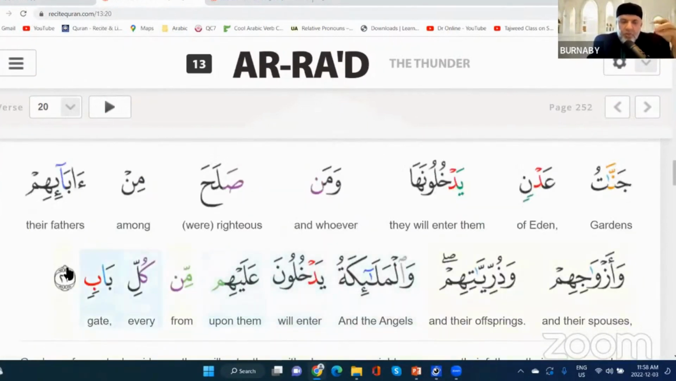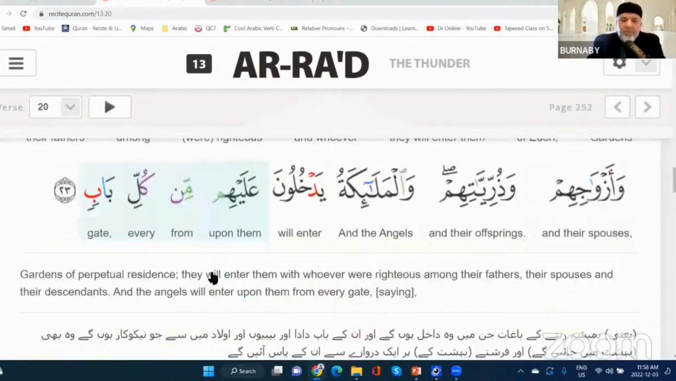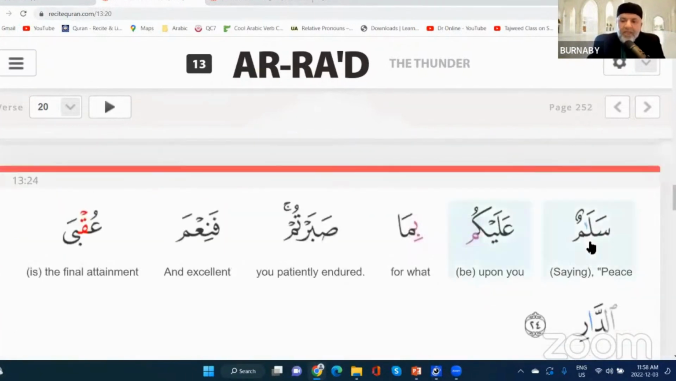All the angels will come from all the doors of Jannah. And then I'm going to say, Salamun alaykum bima sabartum. Peace be upon you for what you patiently endured. Do you think Allah subhanahu wa ta'ala blesses us in this dunya also, but don't you think that the real reward will come to you in the Jannah, in the Akhirah? Yeah. And what will that reward be for? For all the patience you exercised in this dunya.